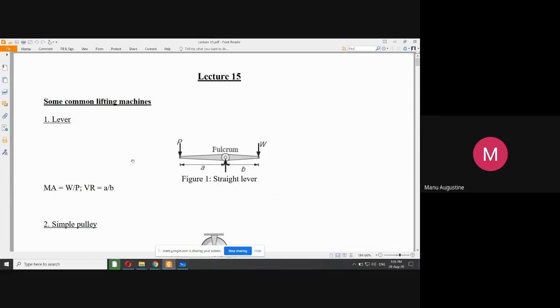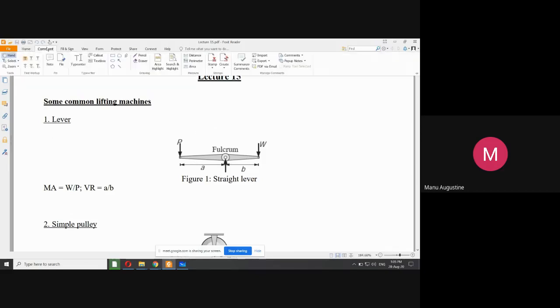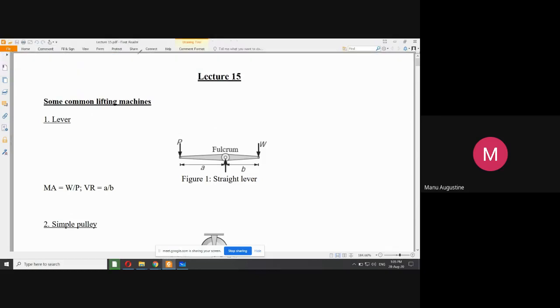First of all, to start with, I will just mention the names and show you the figures of the lifting machines that we are going to study. The first one, the most common and the most simple one, is the lever. This is the image of a lever.